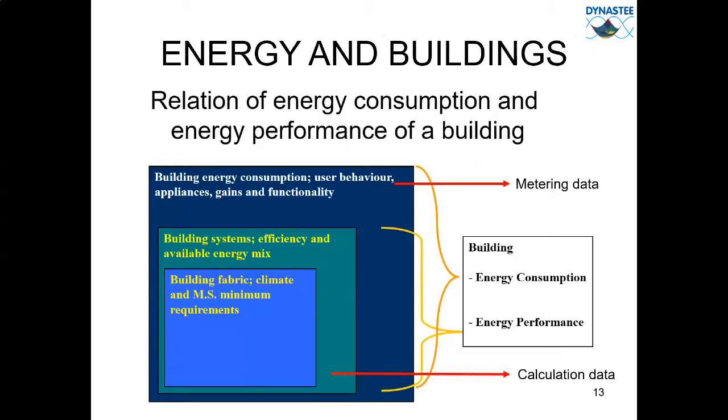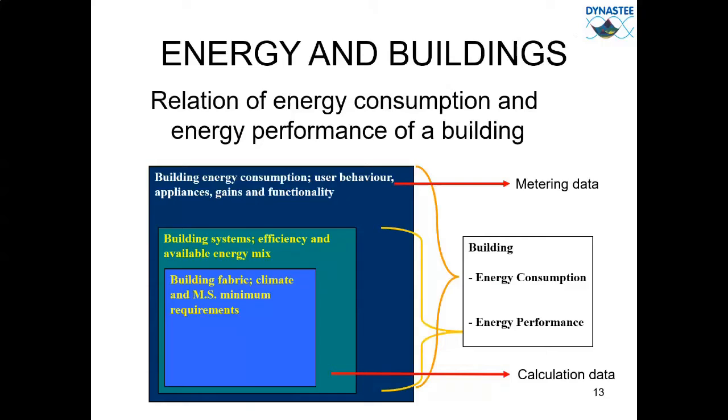To make the relation between energy consumption, energy efficiency, and energy performance in buildings more clear, we have drawn up this figure to recognize 3 squares that represent these 3 aspects. So in the light blue, you see the energy depending on the building fabric, the material. It depends also on the climate zone where this building is situated, but also on the minimum requirements that each member state may have set for those circumstances.